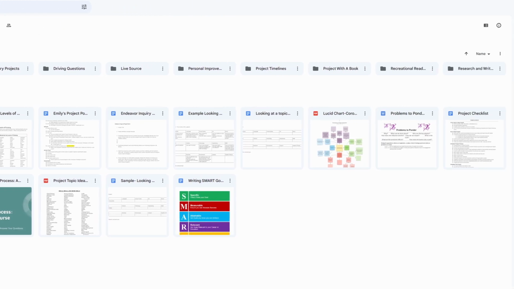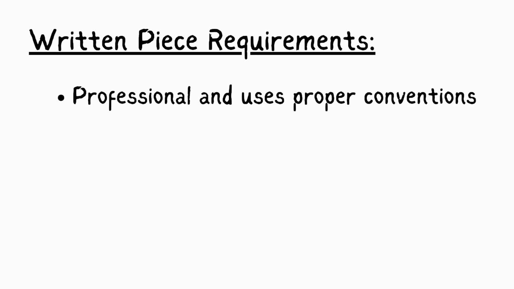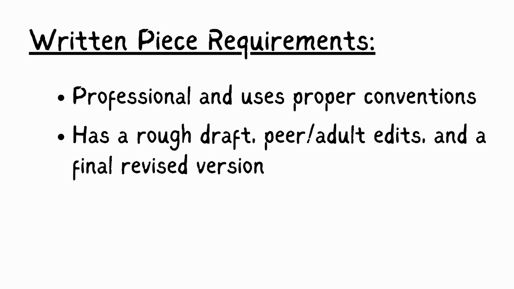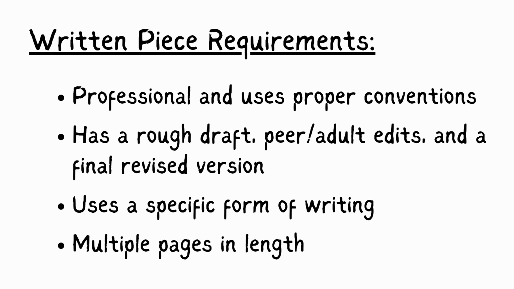A written piece is another big part of your project, and is most commonly a professional written artifact of some sort that gets more in-depth about your topic. Narrative, argumentative, or informative papers are the most common types of written pieces, but there are other options as well. A written piece has to have the following elements. It must be professional and use proper conventions. It must have a rough draft, a peer and adult edit, and a final revised version. And finally, it must correctly use a specific form of writing and be multiple pages in length.